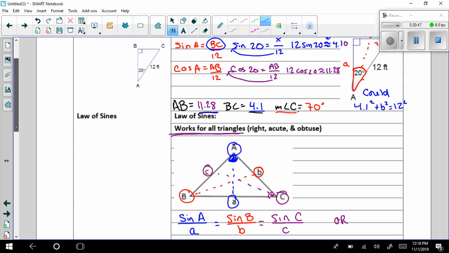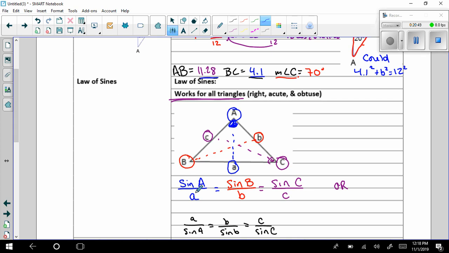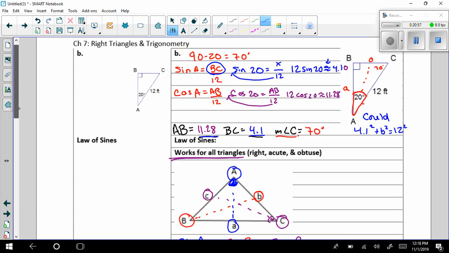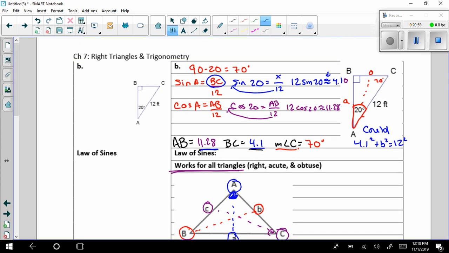So with this one, you need at least 3 things. You would need 2 angles and a side, or 2 sides and an angle in order to use it. With these, you need an angle and a side, but if you have one angle, you could find another, and then use your trig ratios because you know they're right triangles. These are only specific to right triangles. Okay, so lots of different things going on there.